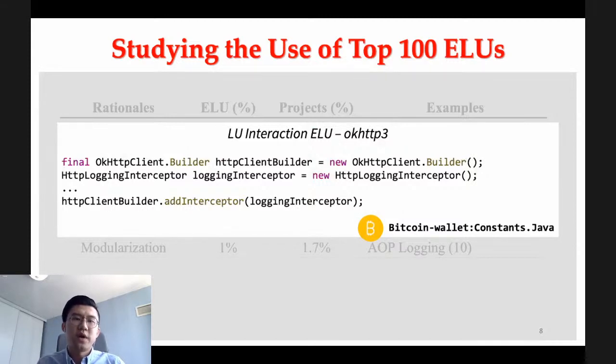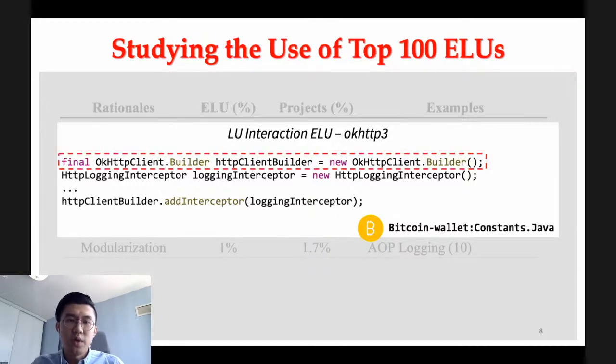Let's first take a look at LU interaction. This code snippet is from a project called Bitcoin Wallet. It uses OkHttp3 to build HTTP connections. In order to know what's going on inside OkHttp3 and to improve the visibility, we need to use the logging utility provided by OkHttp3. So here we use the logging interceptor. In this way, we have full observability of this particular project, Bitcoin, and also the third-party library, OkHttp3.